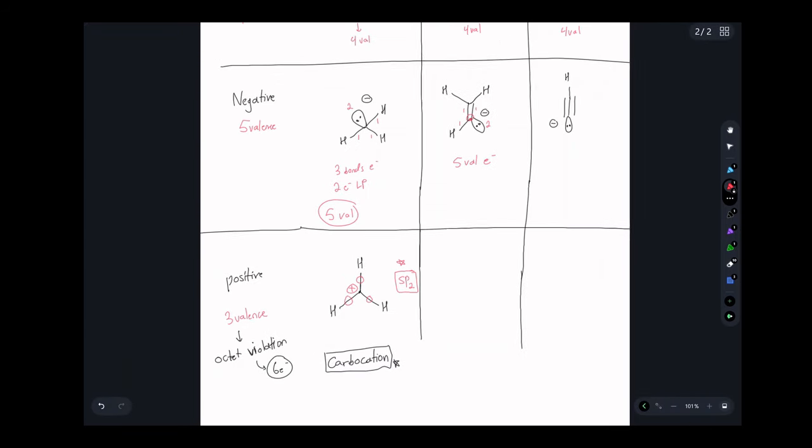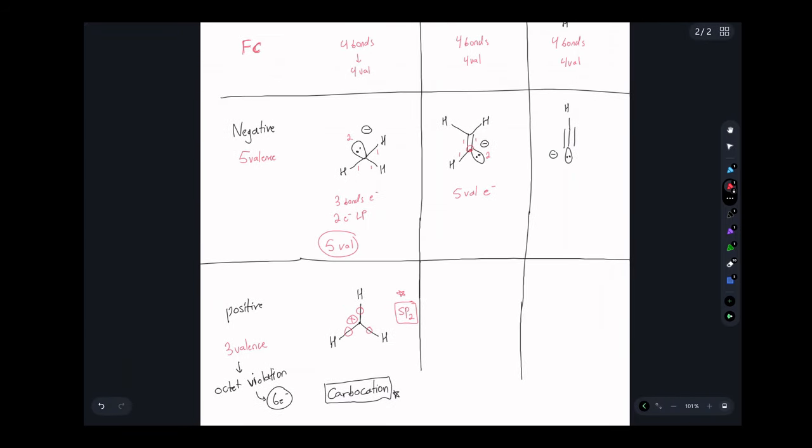Now that we've broken down the rules for formal charges of carbon, let's take a look at the heteroatoms, including oxygen, nitrogen, and the halogens, to fully understand how formal charge works.